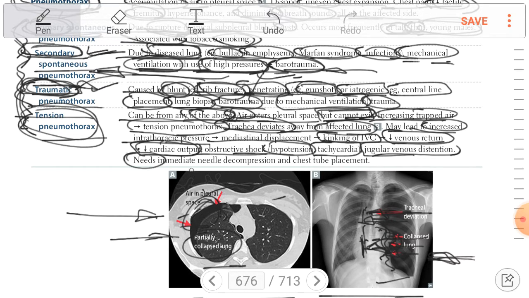So it needs what? It needs immediate needle decompression and chest tube placement. So needle decompression at which site? Second intercostal space, mid-clavicular line. So second intercostal space, mid-clavicular line. Then chest tube placement at which site? Fourth or fifth intercostal space in the mid-axillary line.